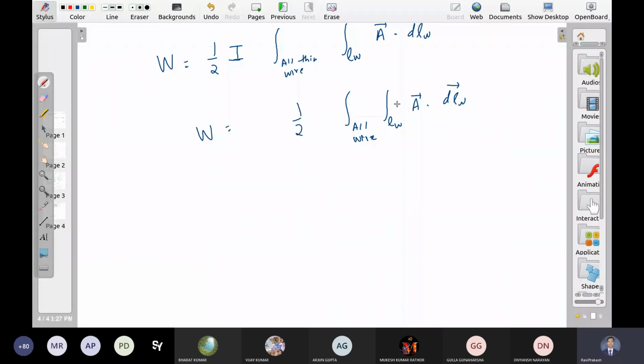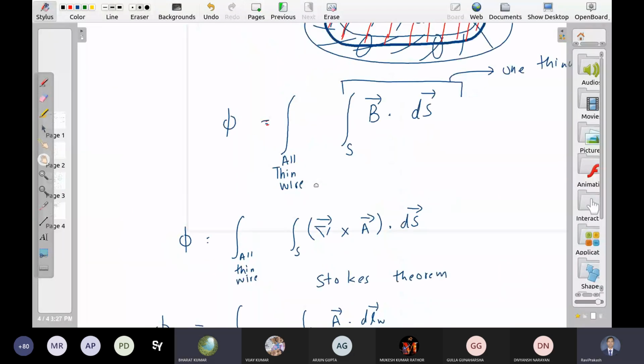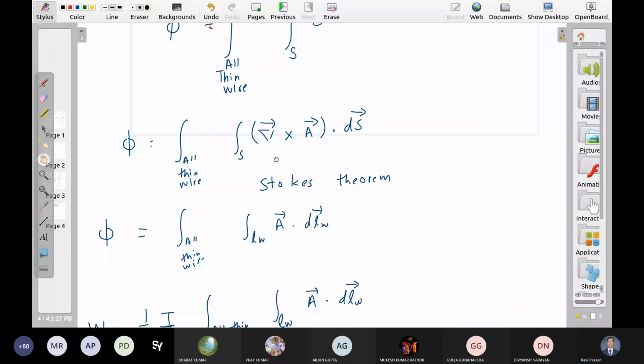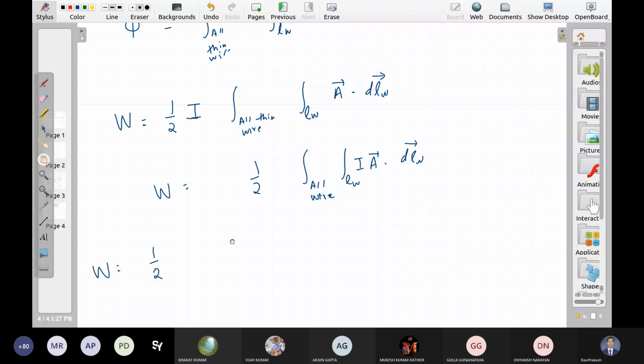But can I take this term inside? This is a constant term, so I can take it inside also. Sir, where is I constant? So I is the total current in this loop. It will be something, say 5 ampere, 6 ampere, whatever. So half, yes, you are right. I write in a very absurd way. LW, A.